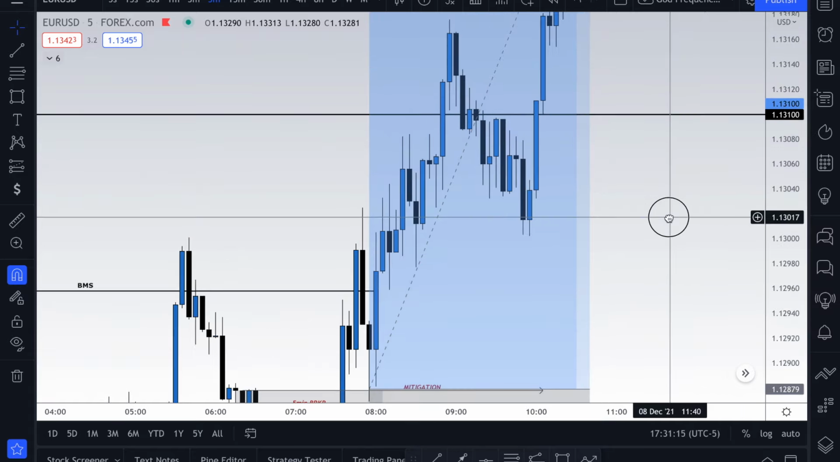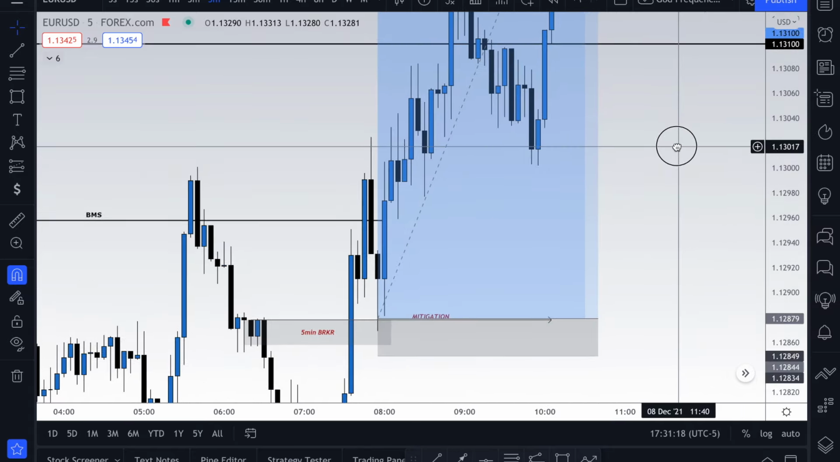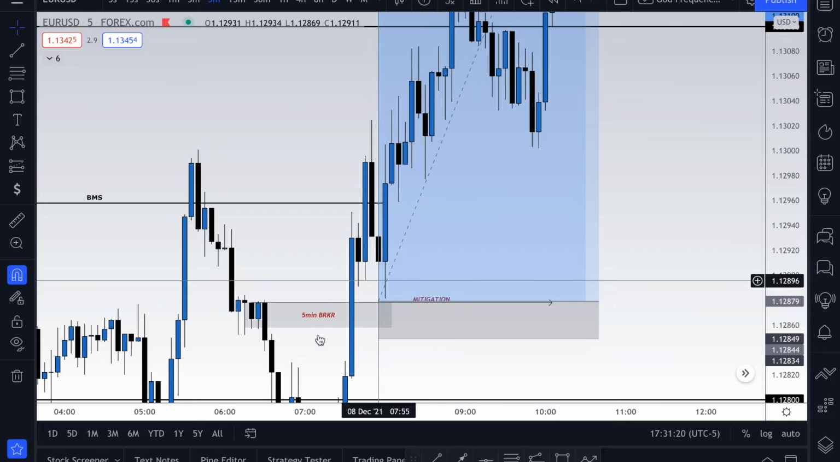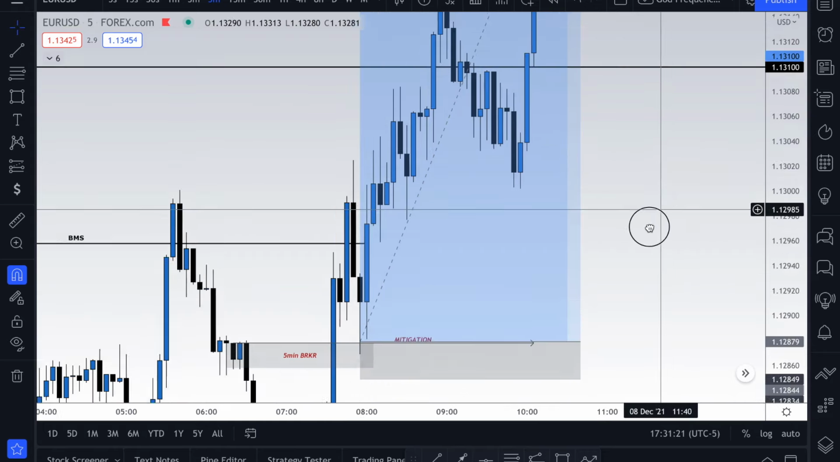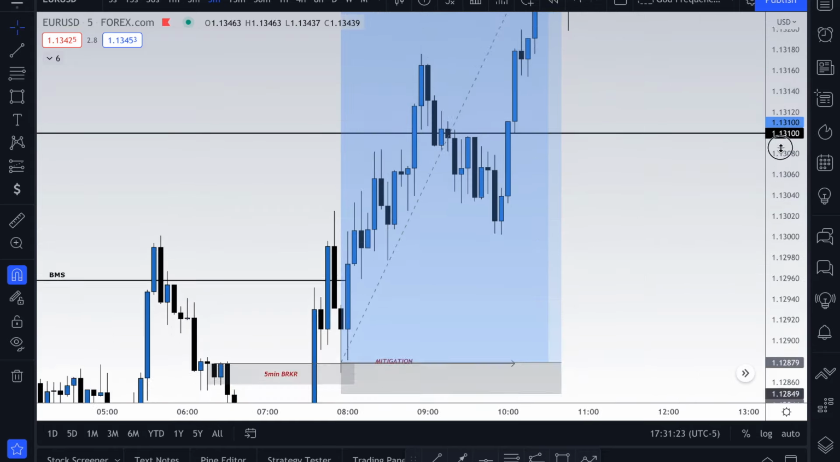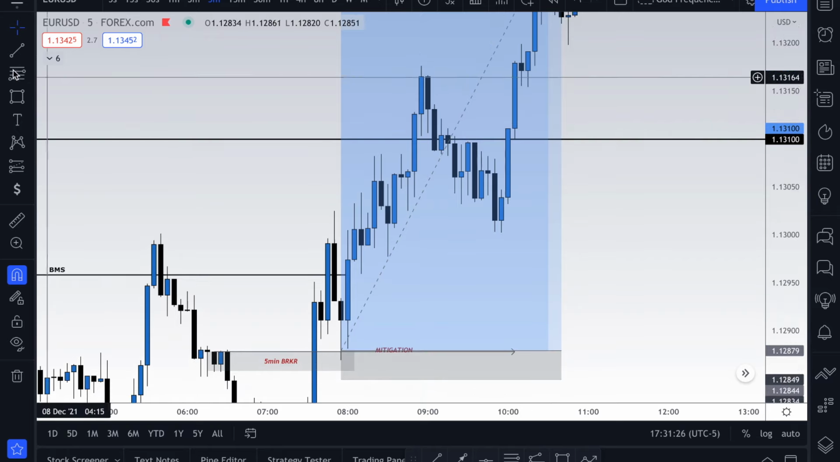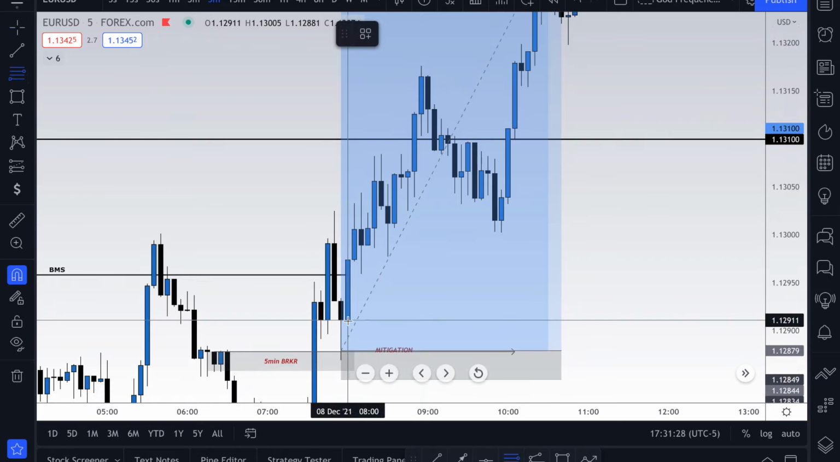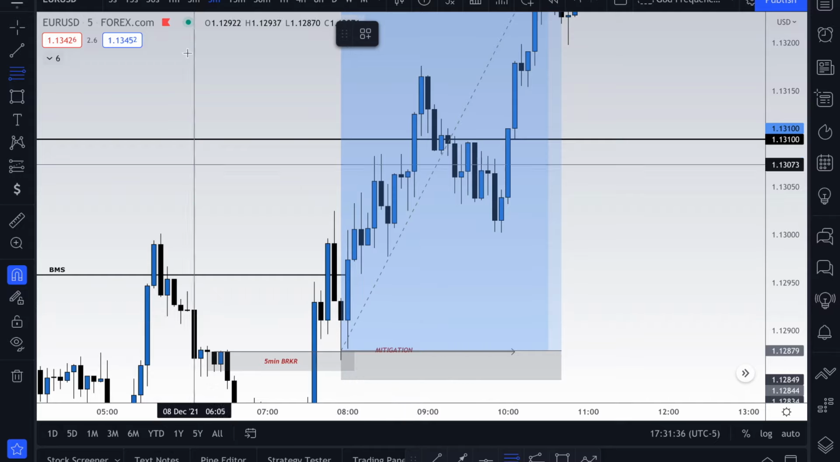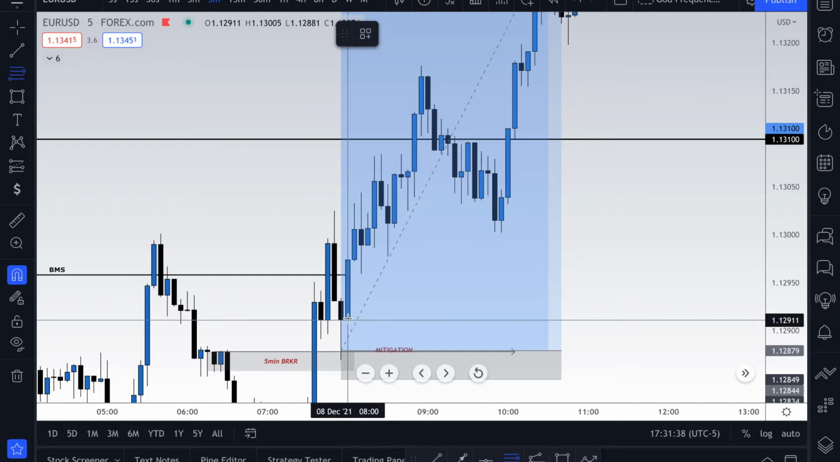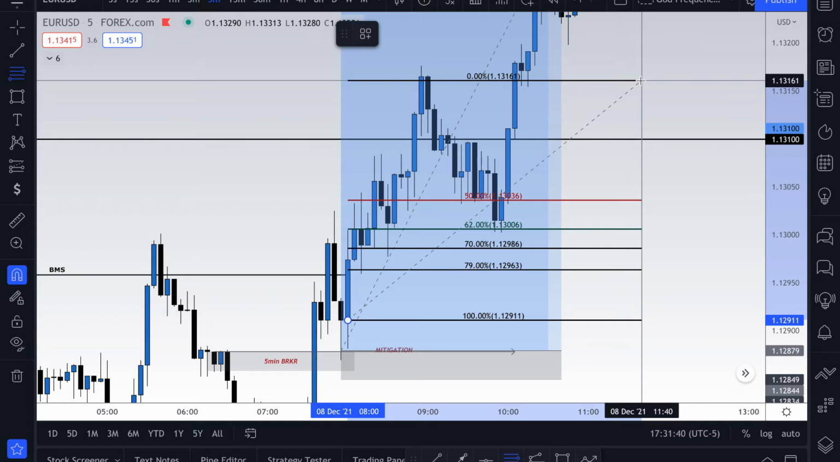Now, if you were to potentially miss this move here, that's the beauty of pullbacks, right? Honestly, if you just waited for pullbacks, regardless if you wanted to use order blocks, breaker blocks, support and resistance, Fibonacci, whatever, the theory is pretty much the same.